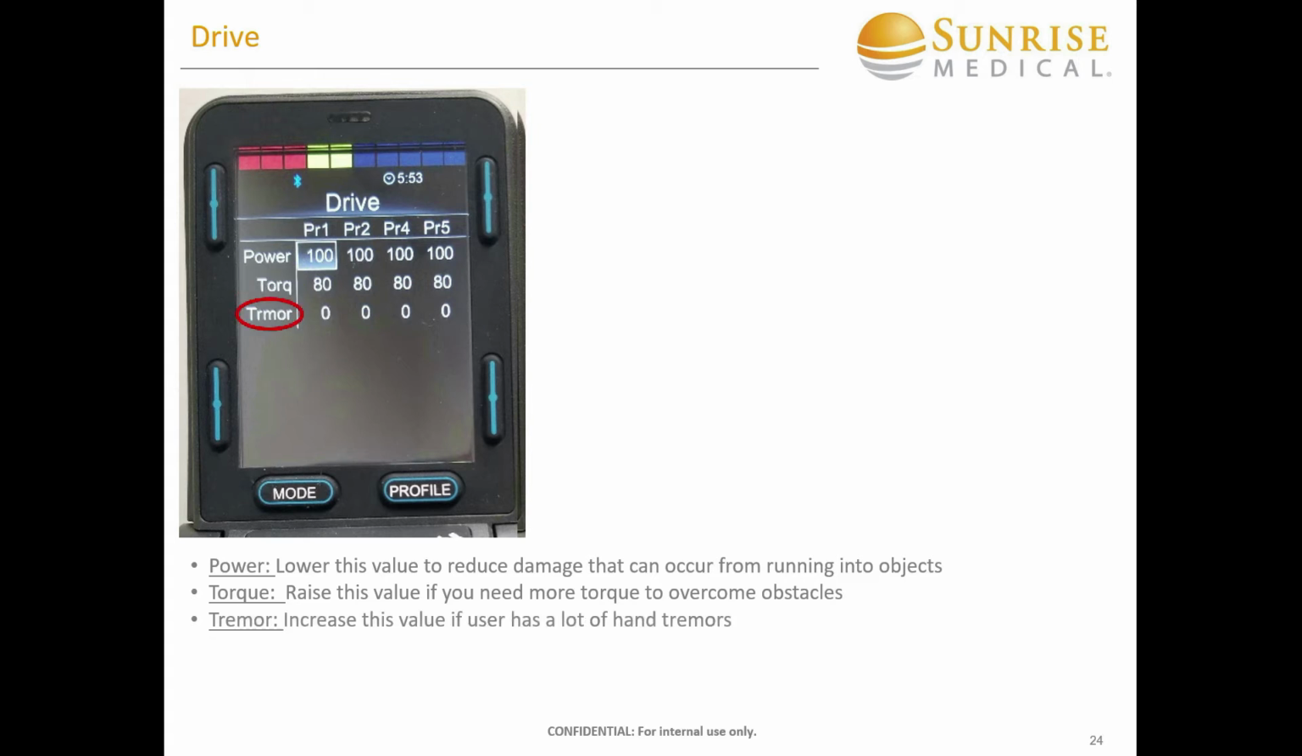You do have also a trimmer damping that can be adjusted, and this allows the joystick to basically be desensitized. So if somebody has a tremor in their hand and they're trying to drive the chair, it may cause the chair to be kind of jumpy. And so you can turn the trimmer up, and you desensitize the joystick. If you set it back to 0, then it becomes much more responsive as it would be normally.